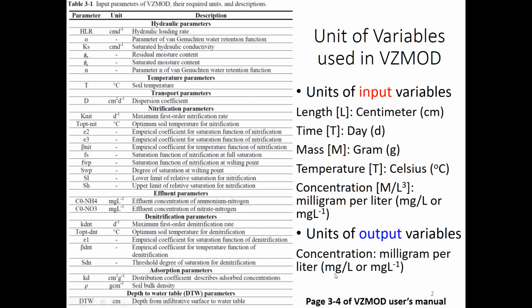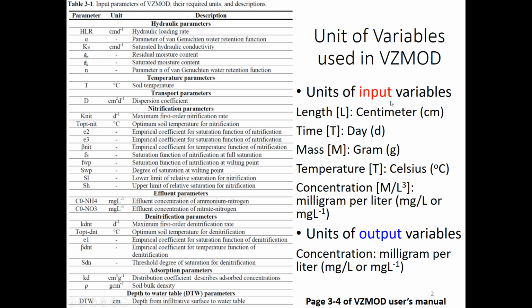On page 34-4 of the Vismod user manual, we have this table, which lists the units of all the variables using Vismod. For units of input variables, you can find them from this table. For units of output variables, there are only two outputs from Vismod: the concentration of ammonium and the concentration of nitrate, and they have the unit of milligram per liter. But let's start from the inputs.